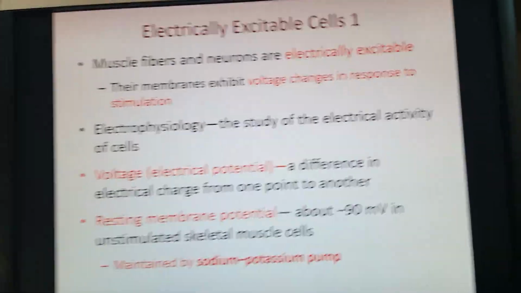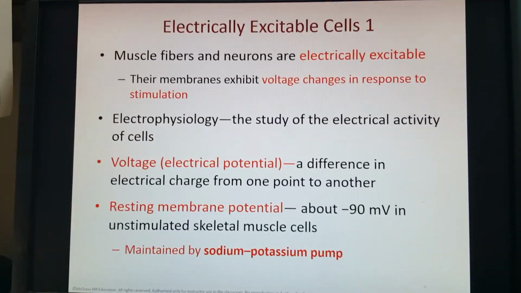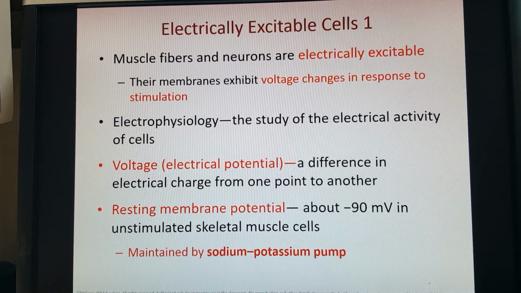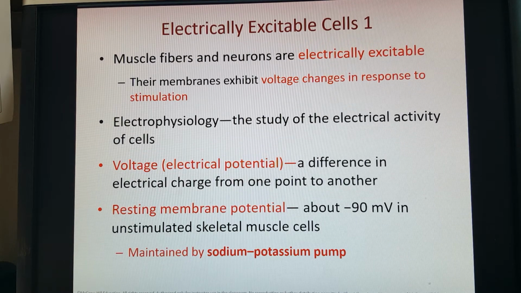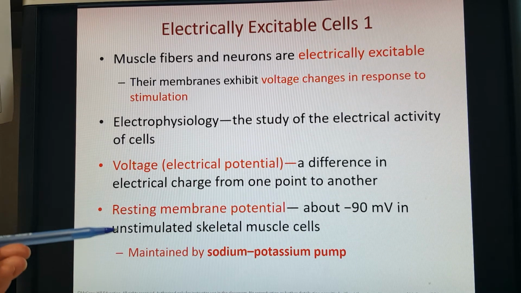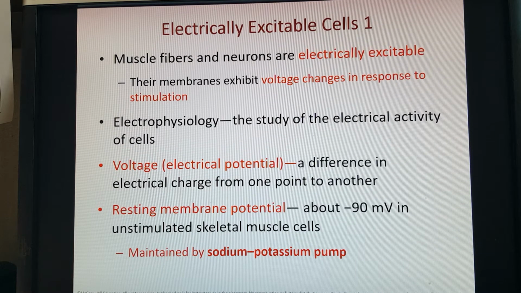Okay, so just some vocabulary for us. We have voltage, which is our electrical potential, the difference between one point and another. So if we're looking at the voltage between the inside and the outside of the cell, it's our resting membrane potential. This resting membrane potential is about negative 90 millivolts in unstimulated skeletal muscle cells. In other cells, it'll be different numbers. For example, in neurons, it's negative 70.